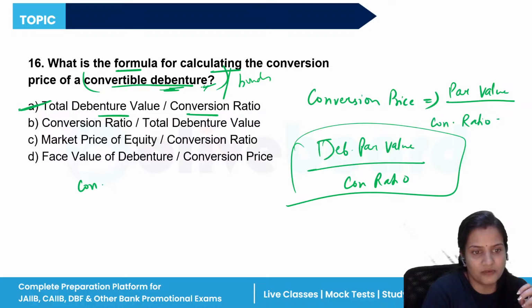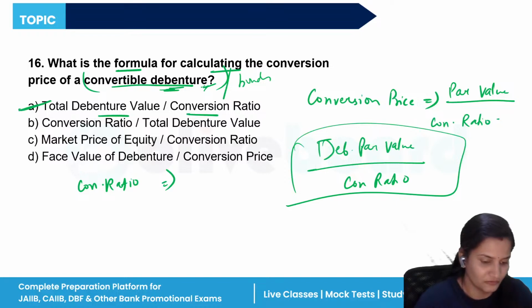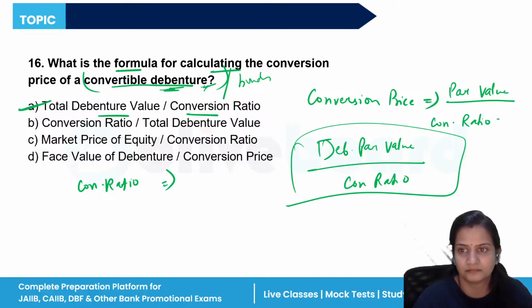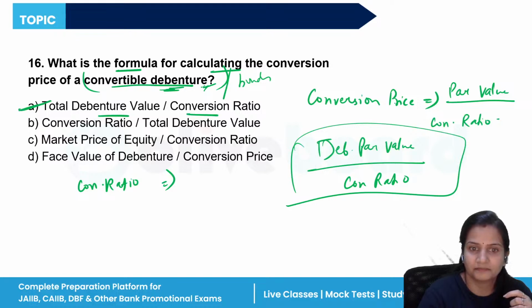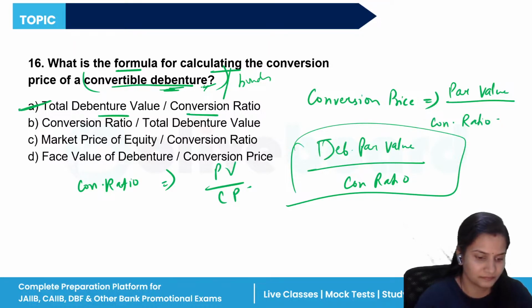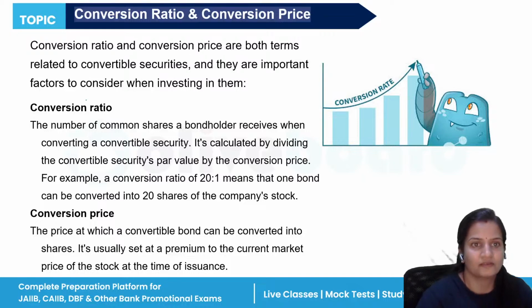And if we need to find the conversion ratio, what will be the formula? Just do the simple mathematics you have to apply. The par value upon conversion price. Clear? Yeah. So conversion ratio and conversion price.